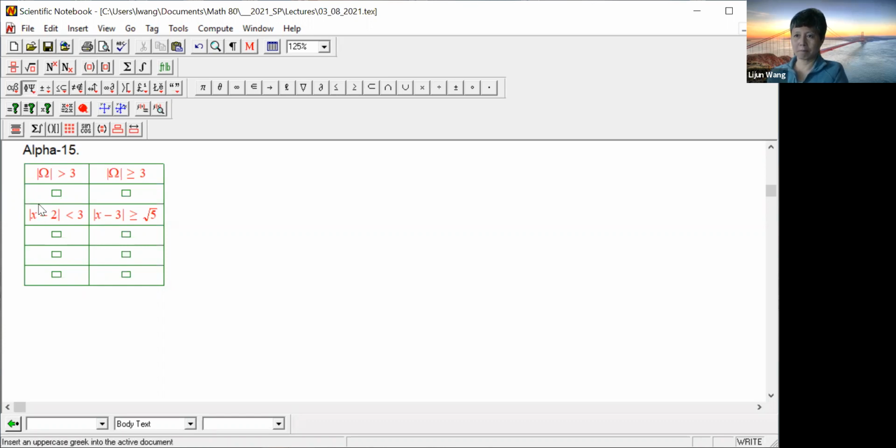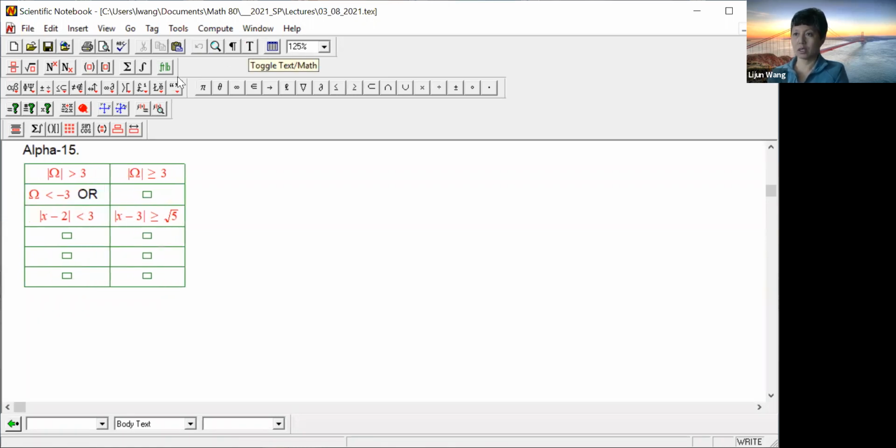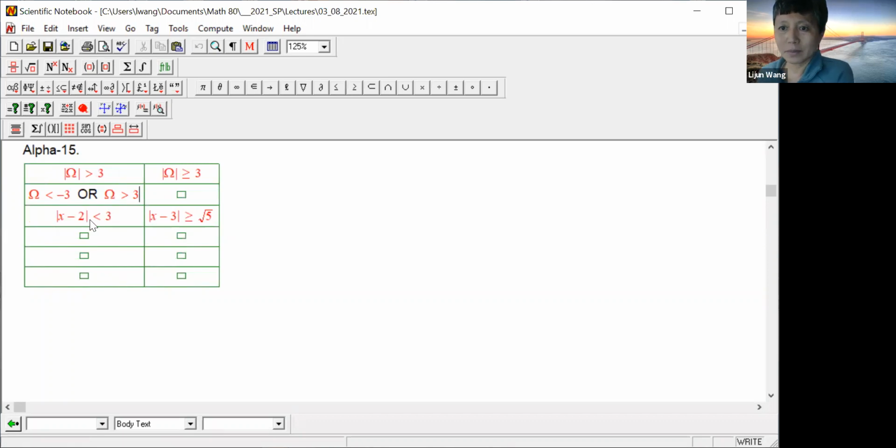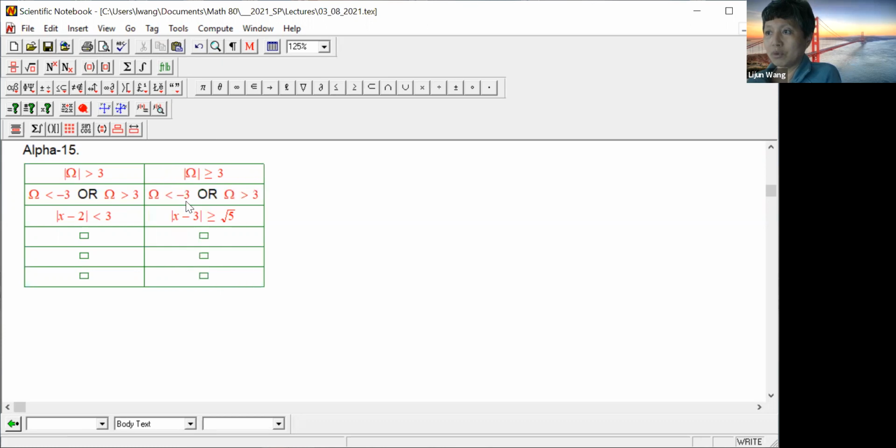Omega is less than -3, or omega is larger than 3. Do you follow me? Right, because now we're greater than, right? We have all these contexts we talk about. And now for greater than or equal, what would it be? That would be less than or equal to, and this is going to be greater than or equal to, this is less than or equal to. Does everybody follow me?